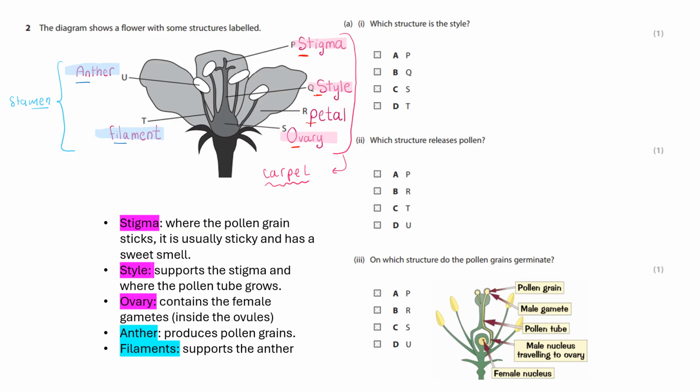So, which structure is the style? Okay, as we said, the style is Q, so it's over here, so it's Q. Which structure releases pollen? Pollen is released from the anther, which is over here. So this is U. So that's D. On which structure do pollen grains germinate? So pollen grains germinate on our stigma. So the stigma is P.